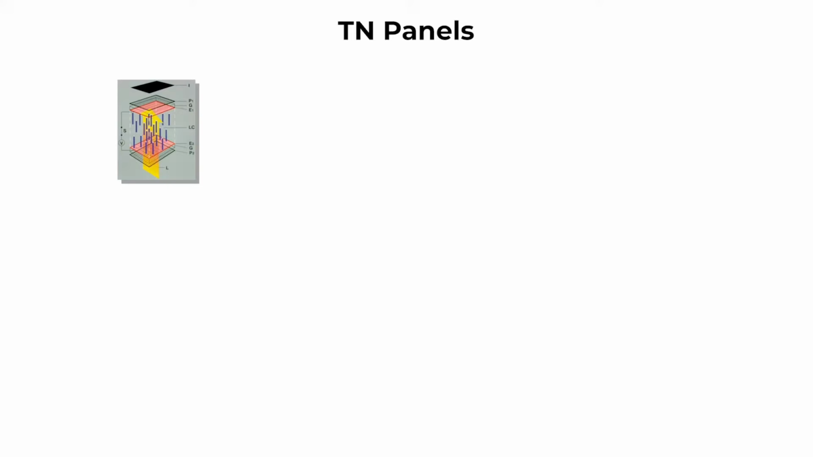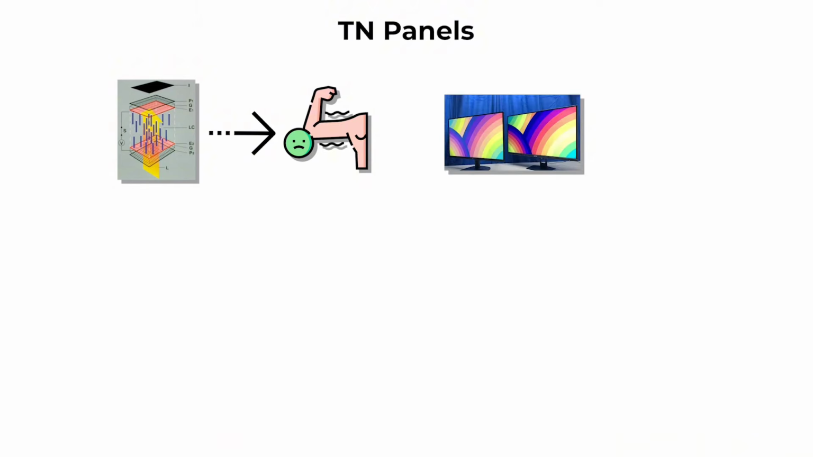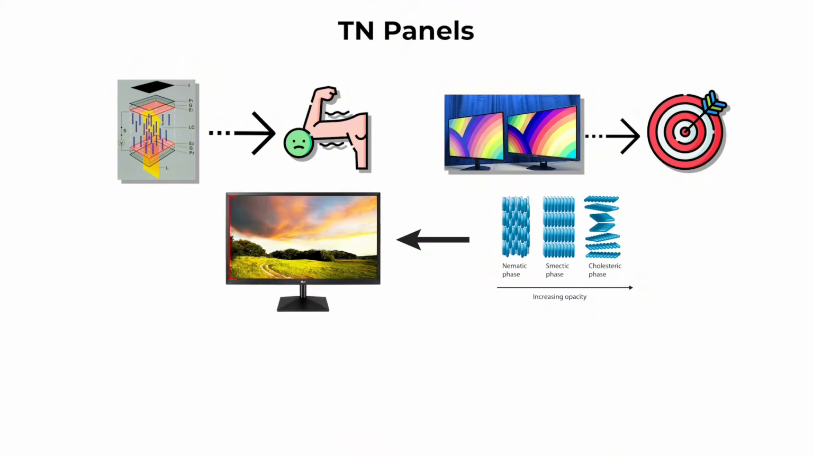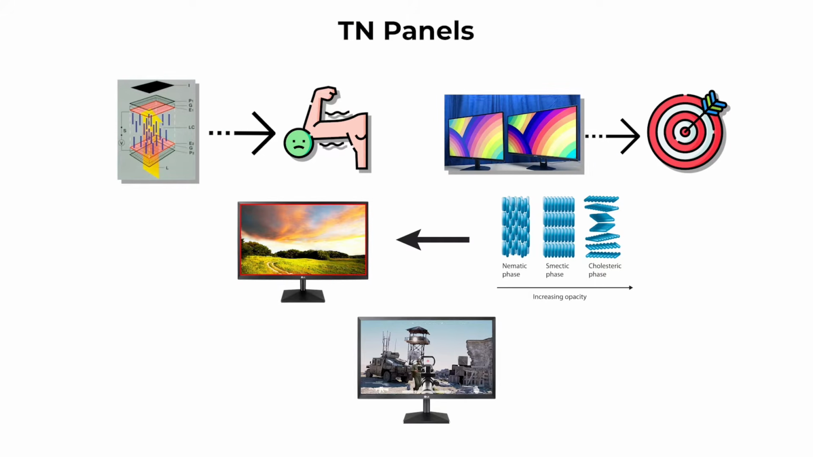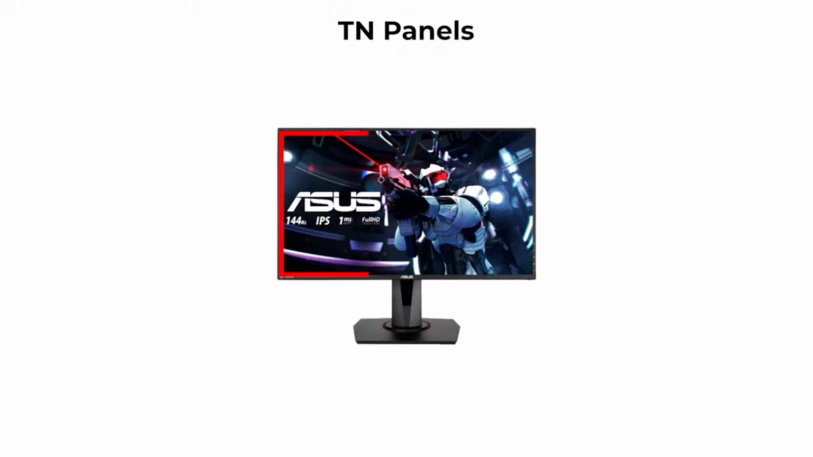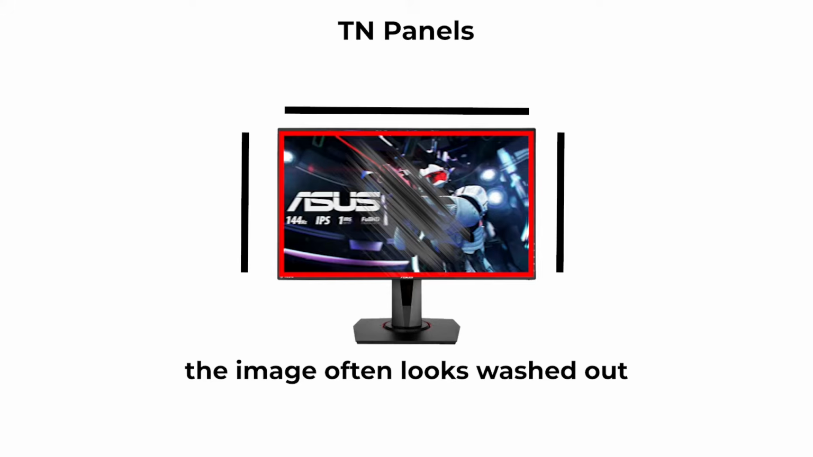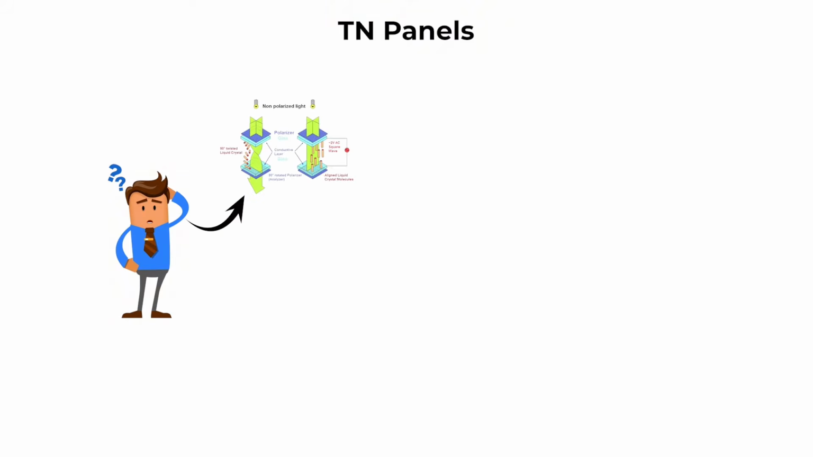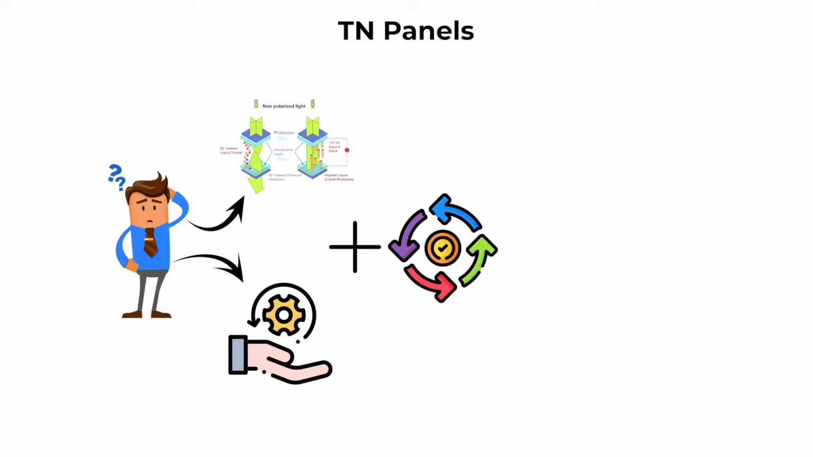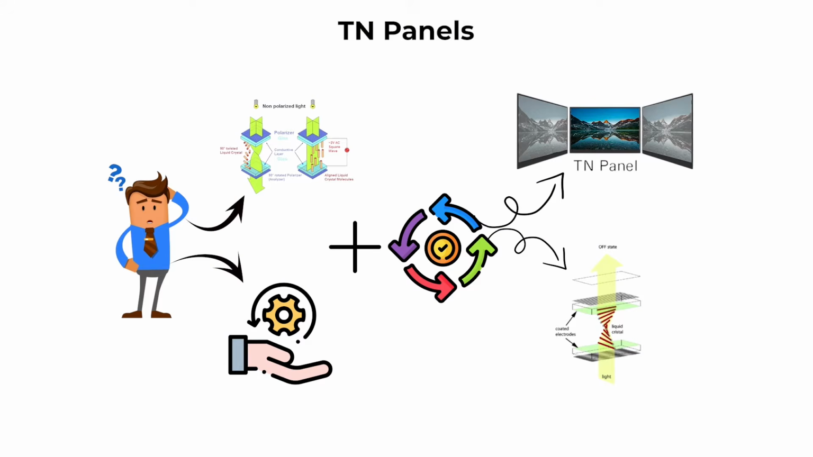However, TN panels have notable weaknesses. They produce the weakest color accuracy of the three main liquid crystal display panel types, and their viewing angles are very limited. If you look at a TN screen from the side or from above, the image often looks washed out or distorted. This is because the twisting liquid crystals cannot maintain consistent light output across wide angles.